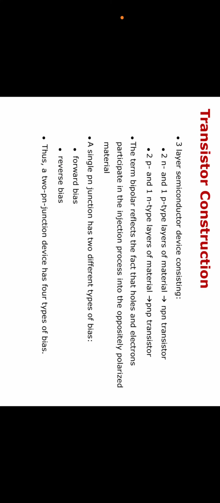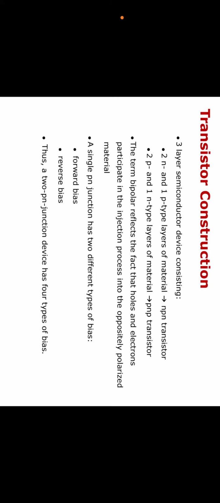BJT is one of the most basic electronic systems nowadays, used in semiconductor devices. The BJT is commonly known as bipolar junction transistor. It has three terminals: collector, base, and emitter. There are two types of BJT: PNP and NPN.